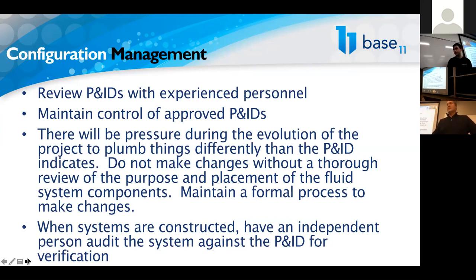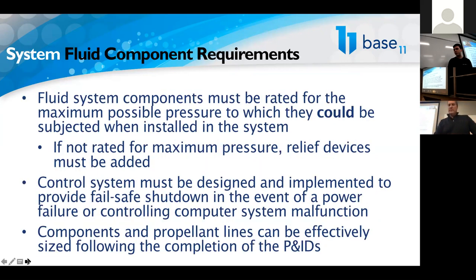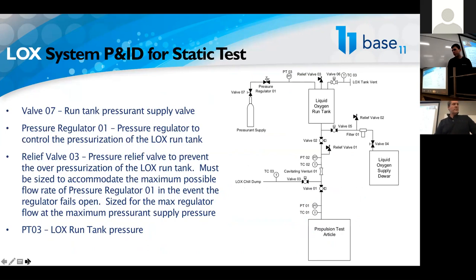Hey, quick question. On the PID that we had before, there was a valve upstream of the cavitating Venturi. Would that be completely necessary? I was just asking out of curiosity. What was the purpose of that valve again?